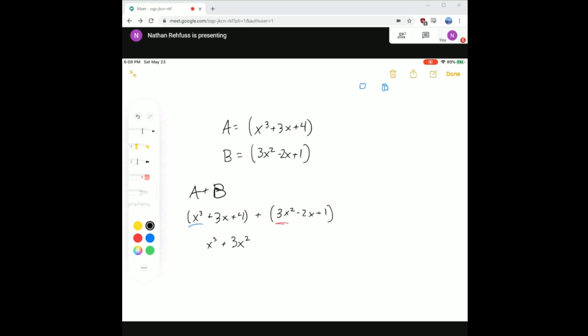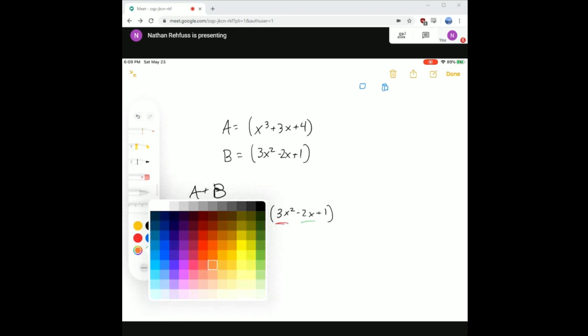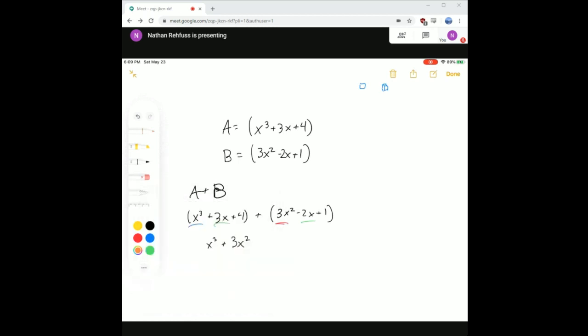Now 3x and 2x, those are, oh, you know what? I like teal. Teal is good. 3x and 2x are like terms. If I have 3 x's and I take 2 x's away, I'm left with 1x. So instead of writing 1x, I'm just going to write x.